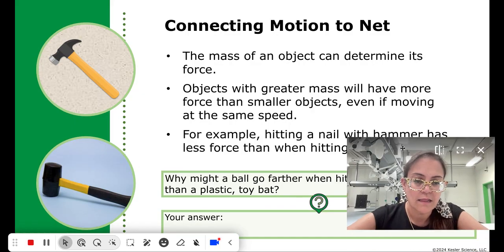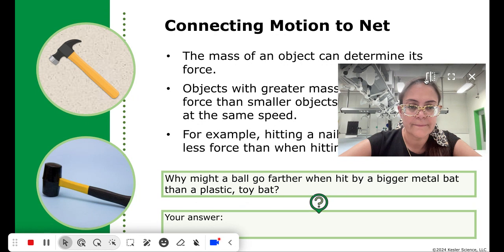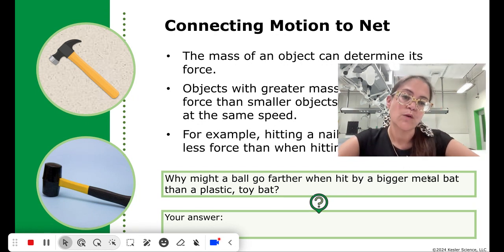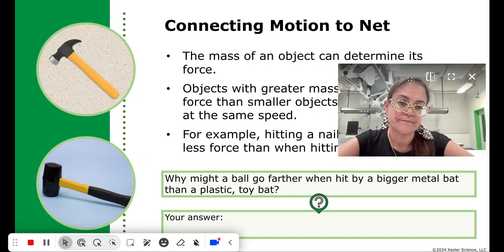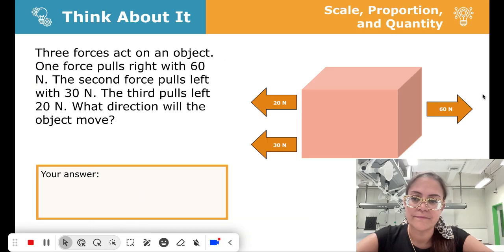So why might a ball go faster when hit by a bigger metal bat than with a plastic toy bat? What do you think? Because the metal bat has more mass, so when it hits the ball, it exerts more force. Okay, so whichever one is bigger wins.